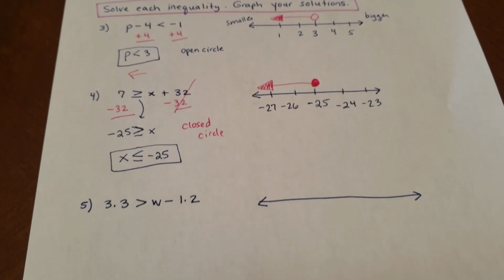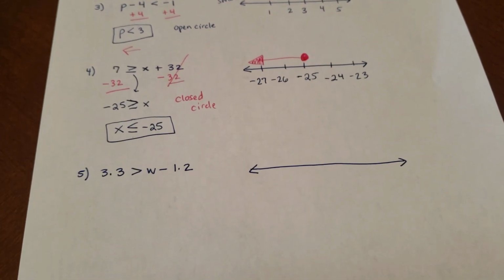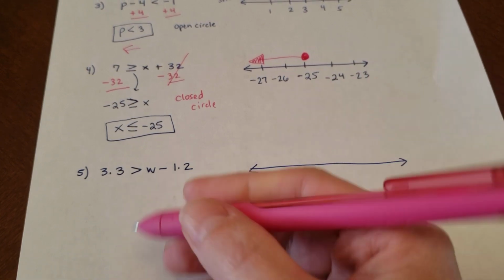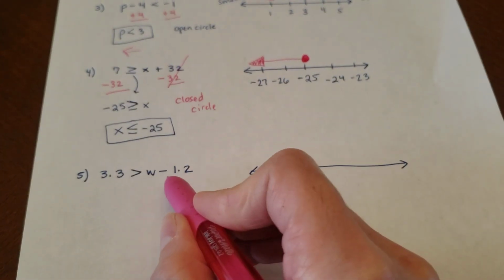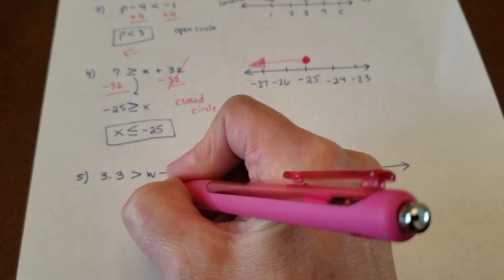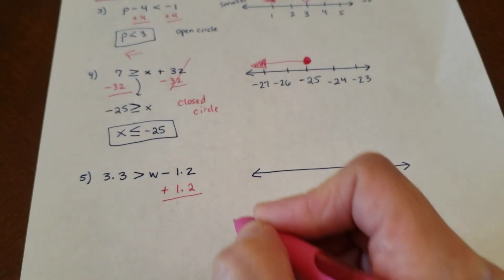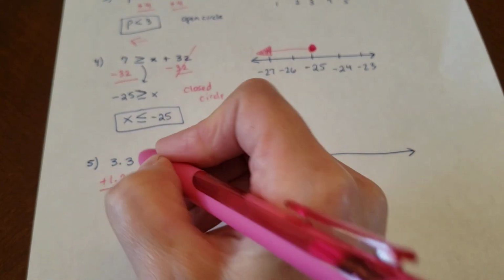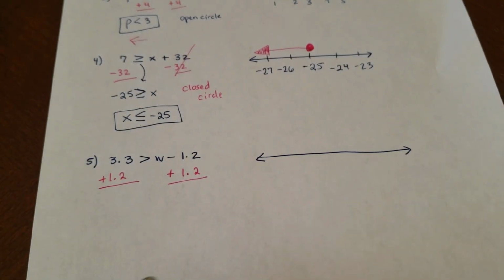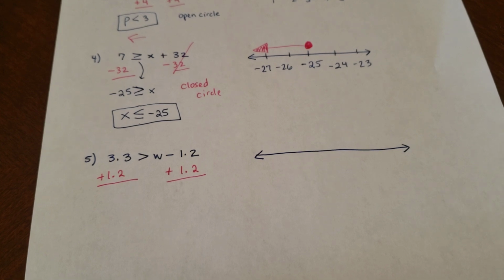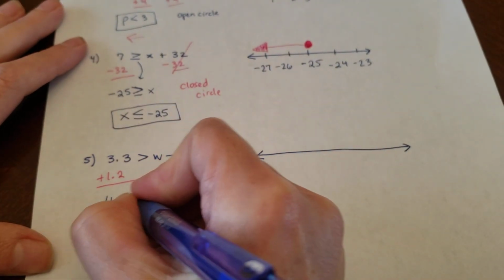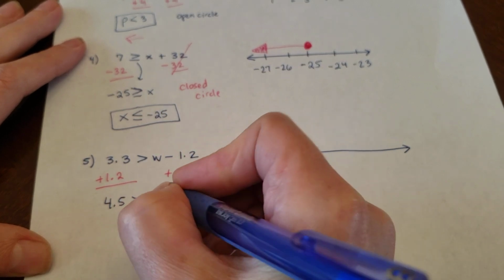Okay, we have 2 more. Number 5, we have decimals, so you will have some decimals on your homework. Same thing though, start on the side with the variable, so we're starting on the right, it's a negative, so we're going to add 1.2 to both sides. So when you add, again, you can put it into a calculator. You can also just add straight down. So this is going to be 4.5 and then greater than W.